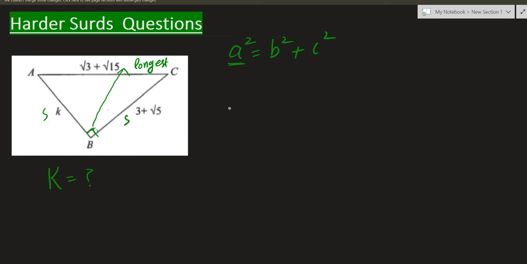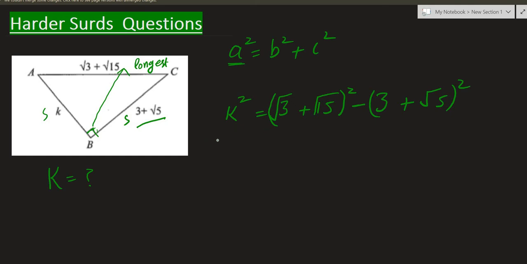So I'm going to write k over here and square it, k squared. Then I'm going to write the longest side, which is over here: square root of 3 plus root 15, squared. Longest side squared, then minus the shortest side, which is over here, 3 plus root 5, squared as well. Now if you do this, you're going to get 1 mark.